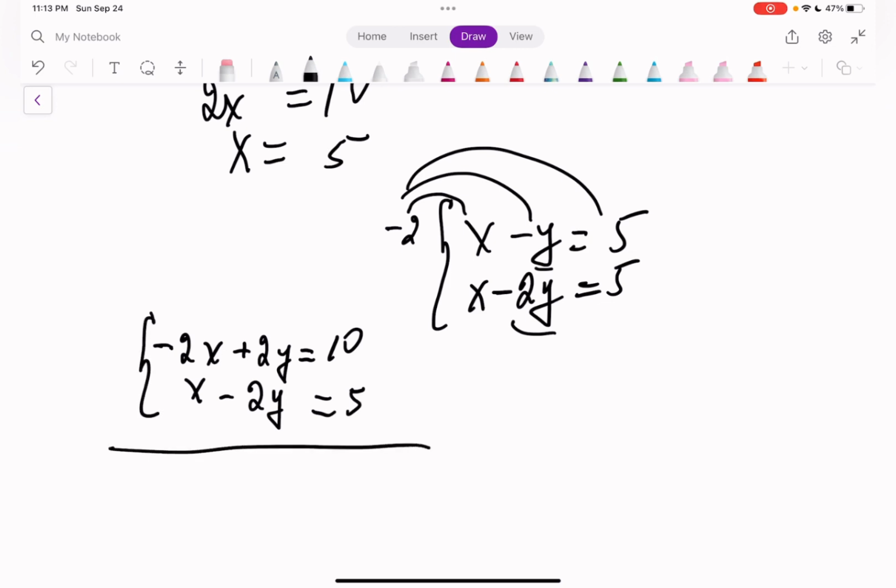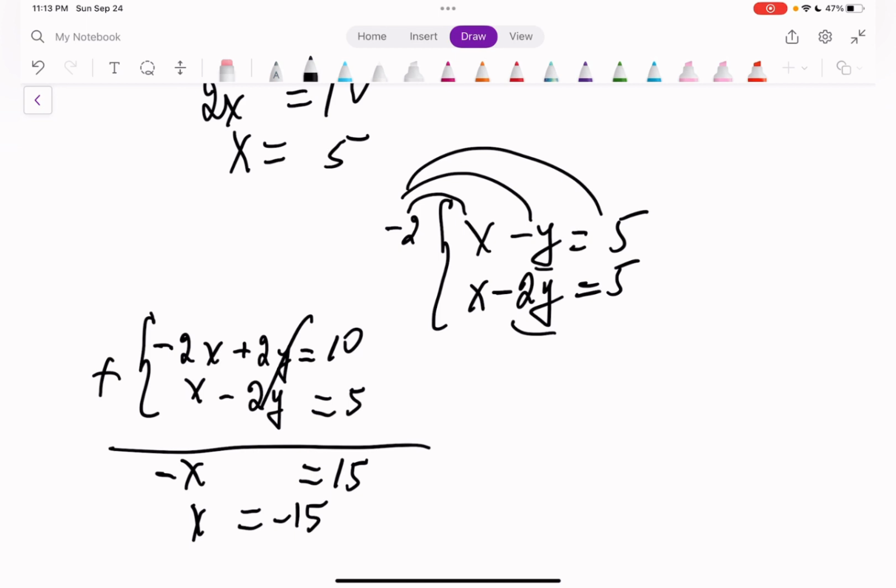Okay, once we add, there we go, we cancel. And we get negative 2x plus x is going to be negative x is equal 15, 10 plus 5. And from here, x is equal negative 15.